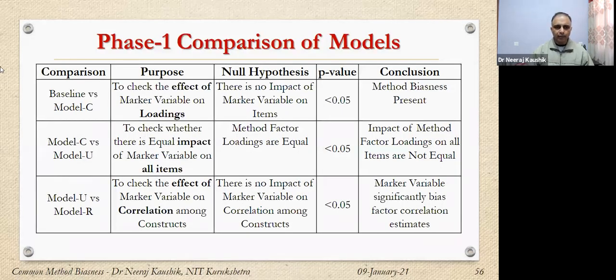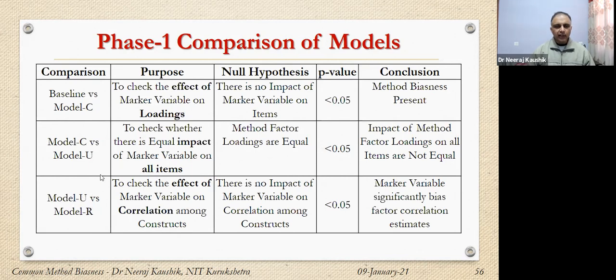The table you should report: baseline versus model C to check whether there is an effect of marker on loading. What we are checking: no effect, common method biasness present or absent. P value less than 0.05 means present. Model C versus U, whether the effect is same or different. P less than 0.05 means it is different, all are different, or otherwise it is same.